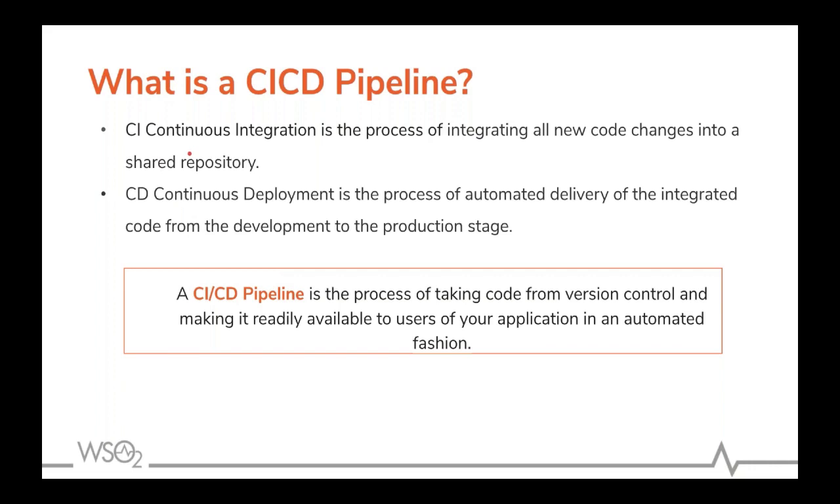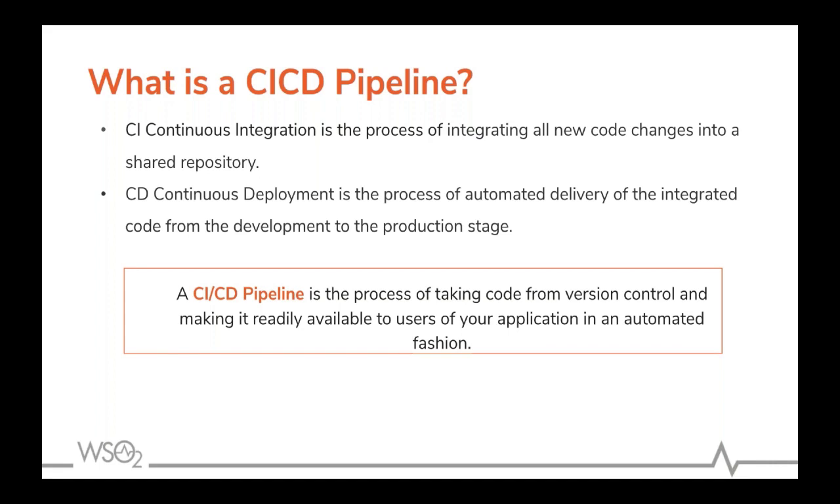CI stands for continuous integration and CD is for continuous deployment. Continuous integration is simply the process of integrating all the code to a shared repository. And then continuous deployment is the process of automating the delivery of the integrated code from the development to the deployment. These deployments would be your production or staging environments.